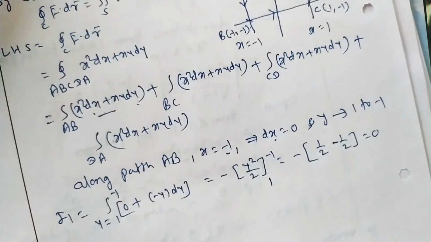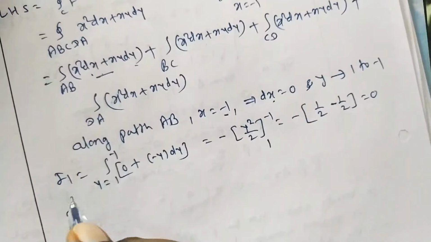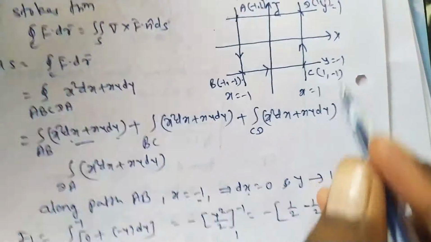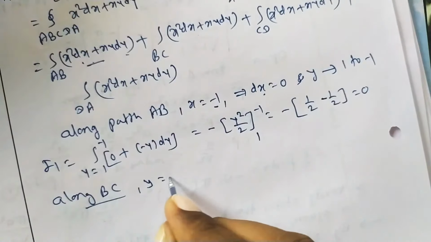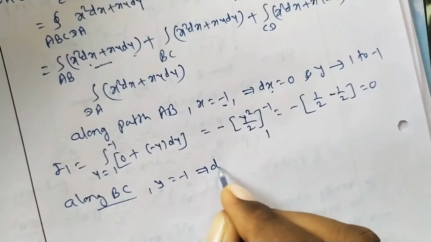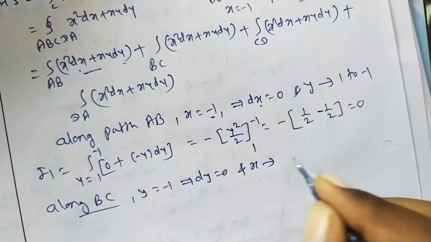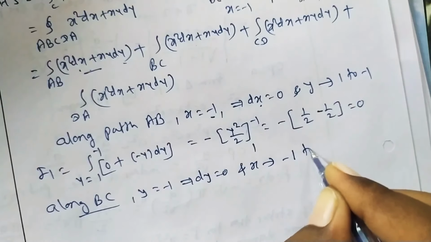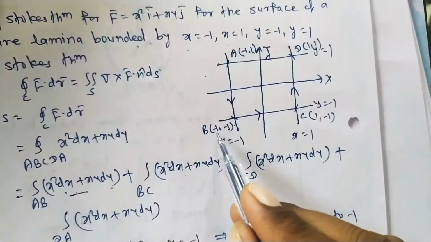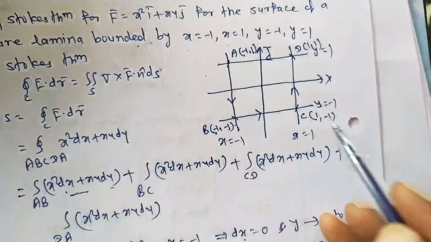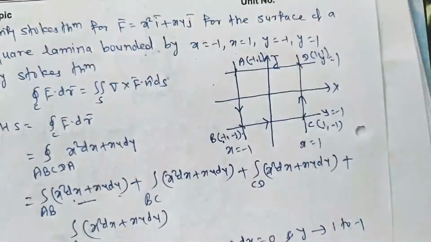Similarly, we have to find I2 now. So for I2, take the path along line BC. The equation of line BC is y equal to -1, then dy equal to 0, and x varies from -1 to +1. Look at how x is varying in this line: here it is -1, here it is 1, so x varies from -1 to +1.